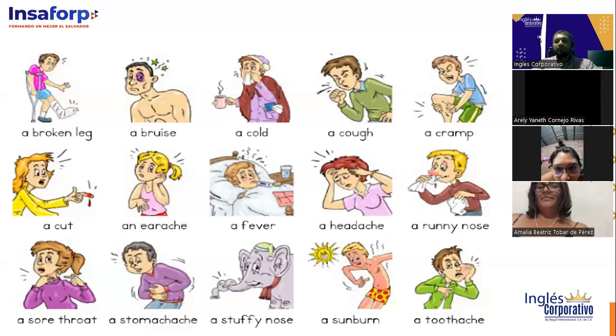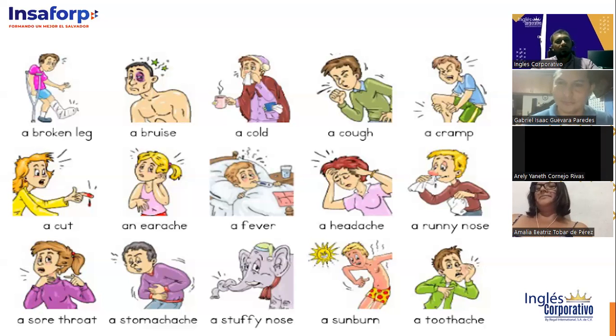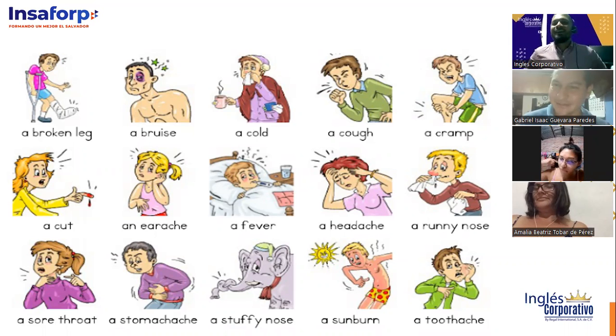Gabriel. How often do you have a cramp? A what? How often do you have a cramp? ¿Cuál es ese? A cramp. Ah, okay. A cramp. I have a cramp when I play soccer. When you play soccer, you have a cramp. Yes, in the morning. When you want to wake up, oh my God, I got a cramp. Cramp is calambre. Ah, okay, thank you. Okay, Gabriel, select one of your classmates.